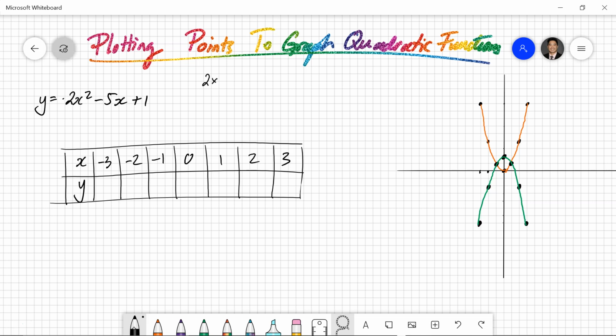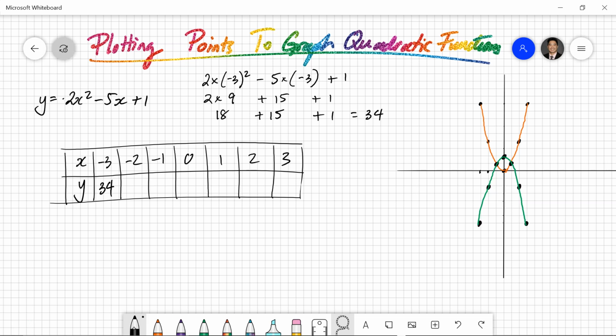So we've got 2 times minus 3 all squared minus 5 times minus 3 plus 1. So minus 3 all squared is 9 times 2 is 18. Minus 5 times minus 3 is plus 15. And then we have plus 1. So 18 plus 15 is 33. 33 plus 1 is 34. So our first value is going to be 34.